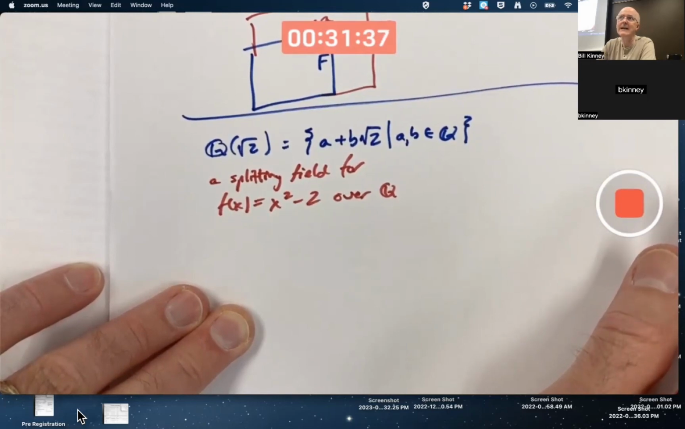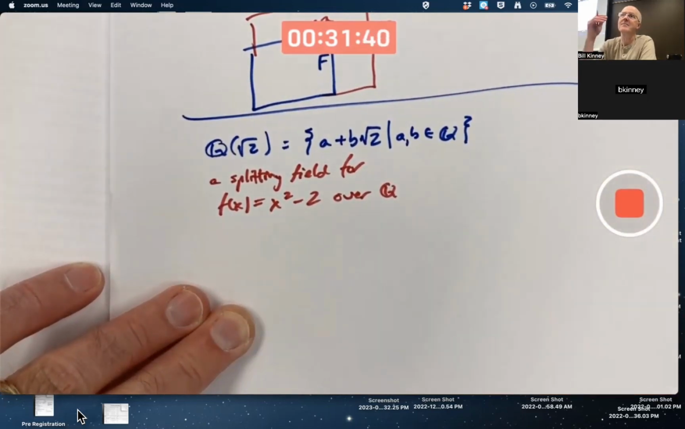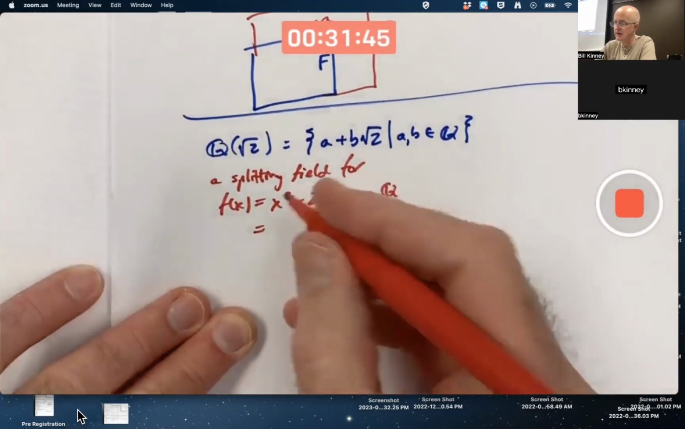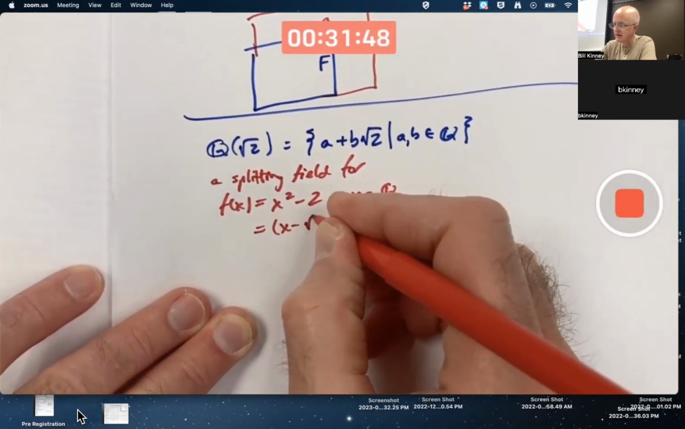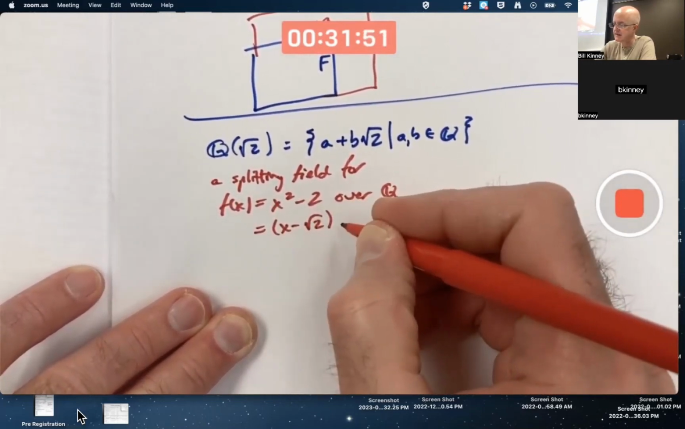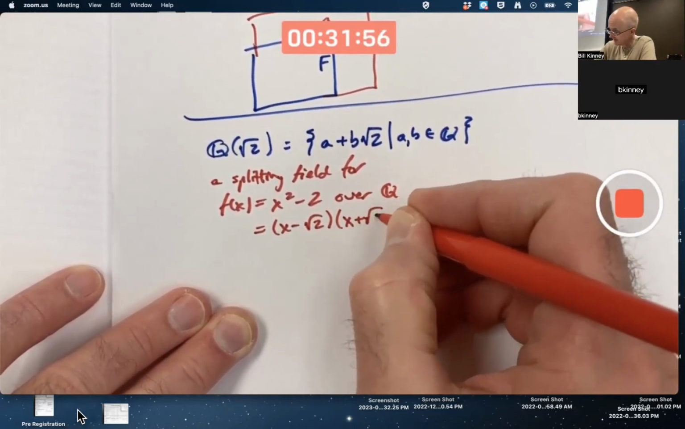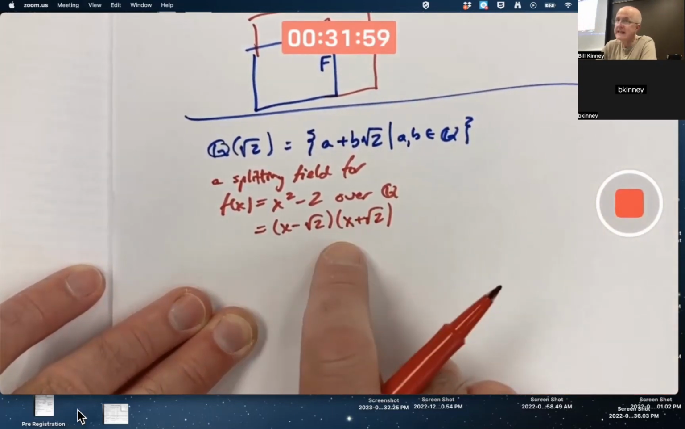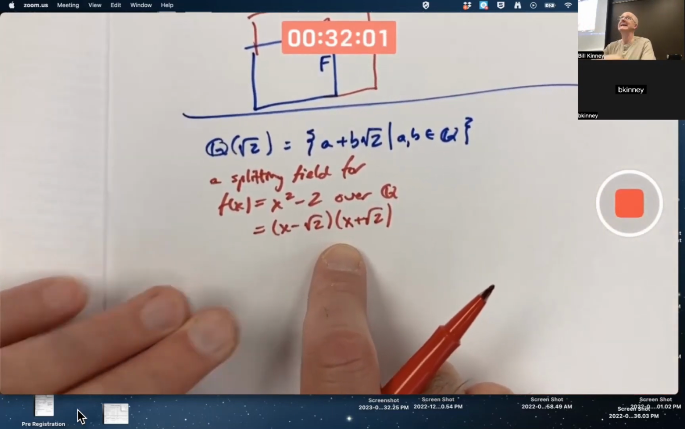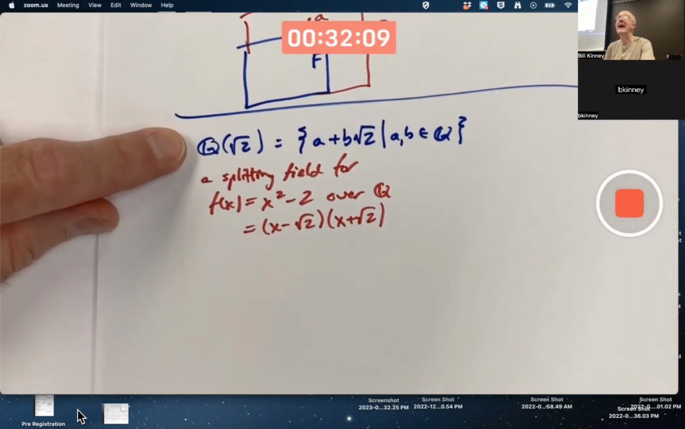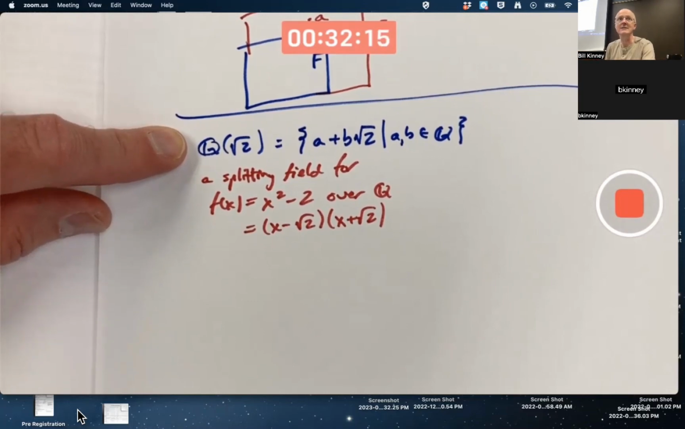Why? What does this mean? To say f of x splits in some field extension means you can completely factor it in that field extension. We know x squared minus 2 can be factored because its roots are plus or minus square root of 2, as x minus root 2 times x plus root 2. Certainly, this means f of x splits in any field extension of the rationals that does contain square root of 2, of which this is one of them. And in fact, this is the smallest such field. Therefore, it is a splitting field.